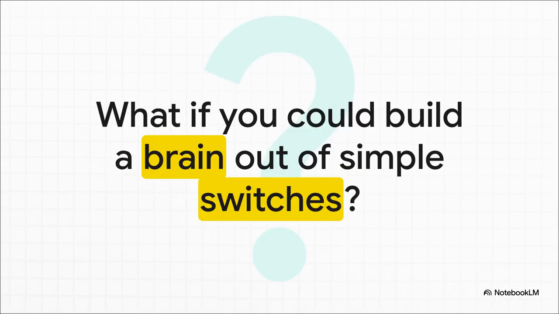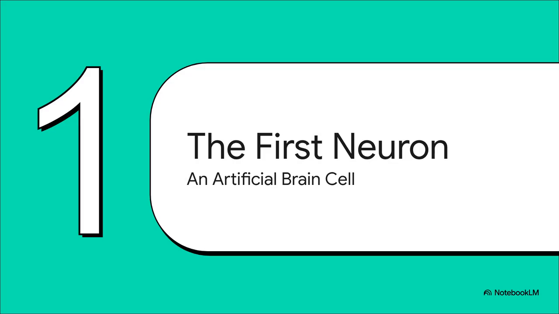So it really all boils down to this one simple, kind of wild question. What if you could build a brain, but not with cells and gooey stuff, but just with a handful of simple on-off switches? I mean, think about that for a second. That was the radical idea that got this whole ball rolling. Okay, so if we really want to get a handle on the massive AI models of today, we have to rewind, way back. We have to start with the OG, the very first artificial neuron.